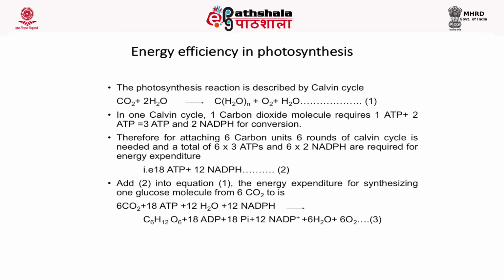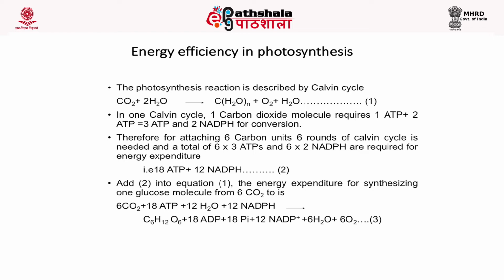Therefore, for attaching 6 carbon units, 6 rounds of the Calvin cycle are needed, and a total of 6 into 3 ATPs and 6 into 2 NADPH are required for the energy expenditure. So the final photosynthesis reaction can be summed as 6 CO2 plus 12 H2O giving C6H12O6, that is the glucose molecule, plus 6O2 plus 6H2O. So the energy expenditure, therefore, for the production of 1 molecule of glucose, 18 ATP plus 12 NADPH are required.